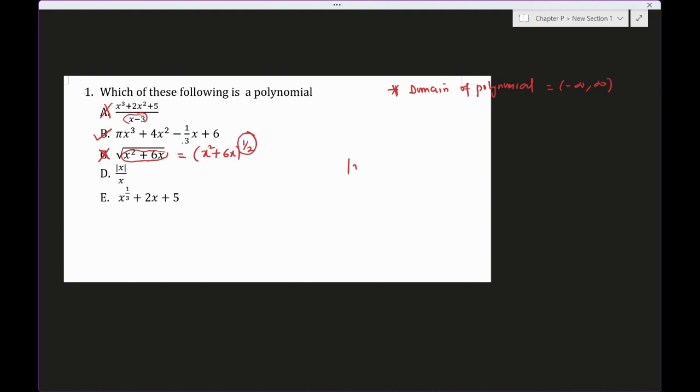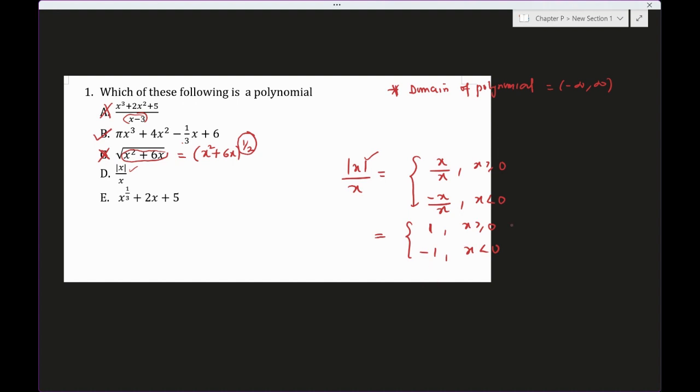Now, if you look at D, we also saw that we can write this as x over x when x is greater or equals to 0, and minus x over x when x is less than 0. Simply, we just use the definition of absolute value, right? And this is just going to be 1 if x is greater or equals to 0, minus 1 if x is less than 0. Is that okay? So clearly, anytime you see an absolute value, it cannot be a polynomial.